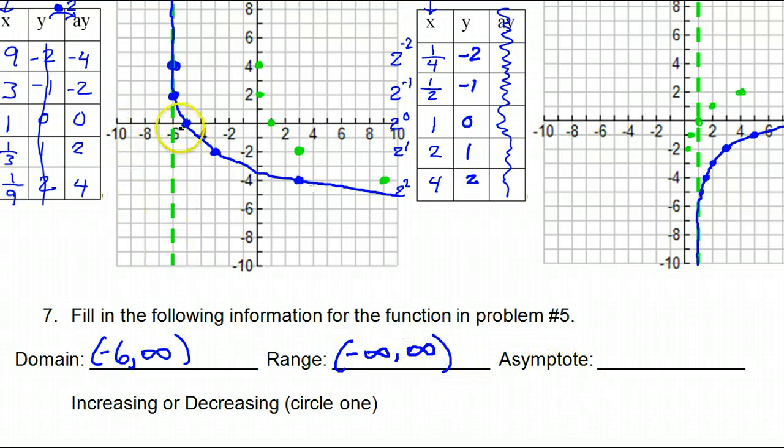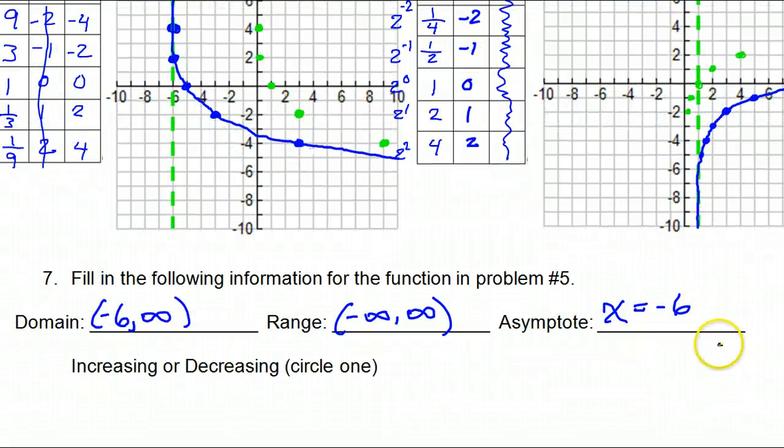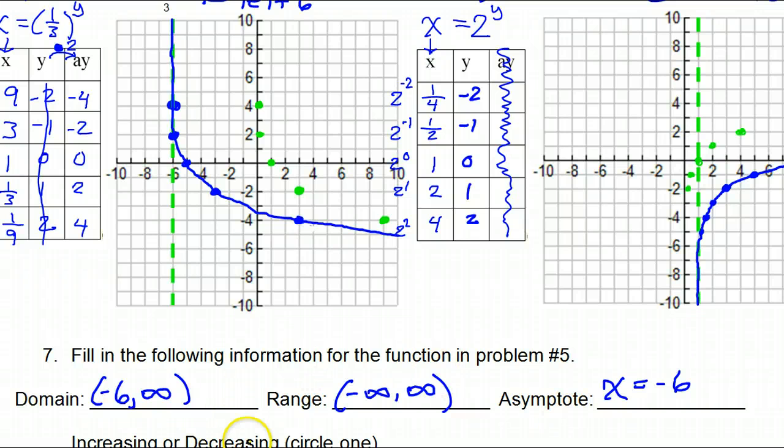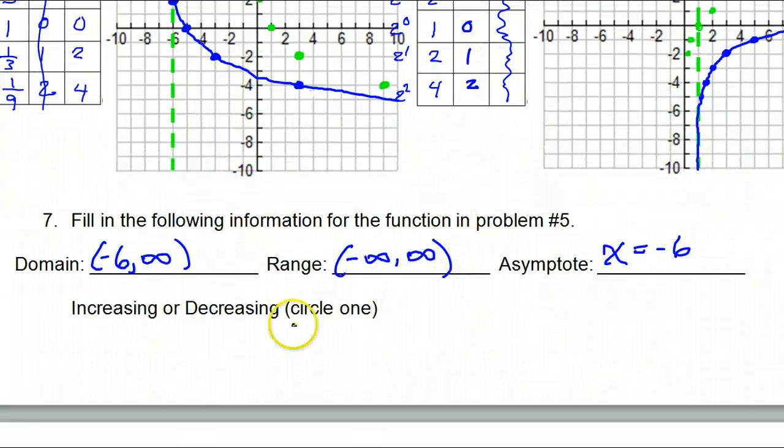The asymptote, of course, is x equals -6, our vertical line. Do not forget the x. It has to be x equals -6, not just -6. And increasing or decreasing is read from left to right. So as I travel from left to right, you will also find that you are going down, down, down, down, down. So that graph is decreasing.